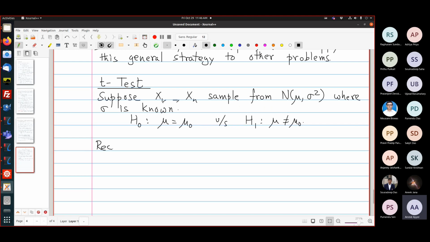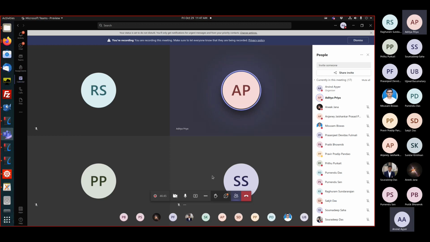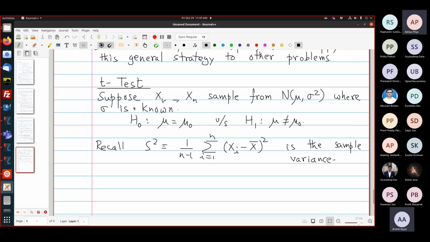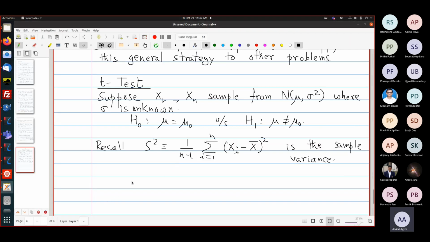So recall that S squared is 1 by n minus 1 sigma i equal to 1 to n xi minus x bar whole squared, the sample variance. Sir, shouldn't it be sigma is unknown? Oh, sorry, sorry. Yes, of course. Thanks. Right. So sigma is unknown. Sigma known case we have already discussed.